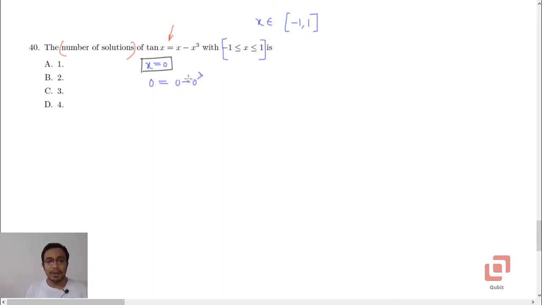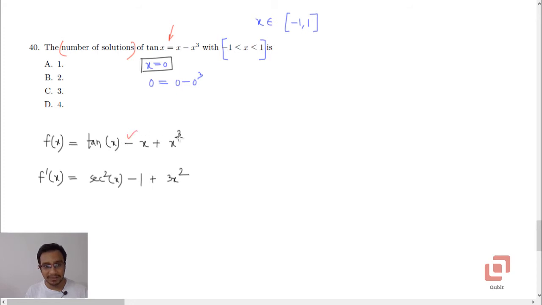To do that, I'm going to first take x minus x cubed to the left hand side, which will give me a function tan x minus x plus x cubed. Okay, and the question then becomes equivalent to the number of roots, or number of zeros, of the function f of x, because whenever f of x is 0, automatically tan x will be equal to x minus x cubed. Okay, and vice versa.